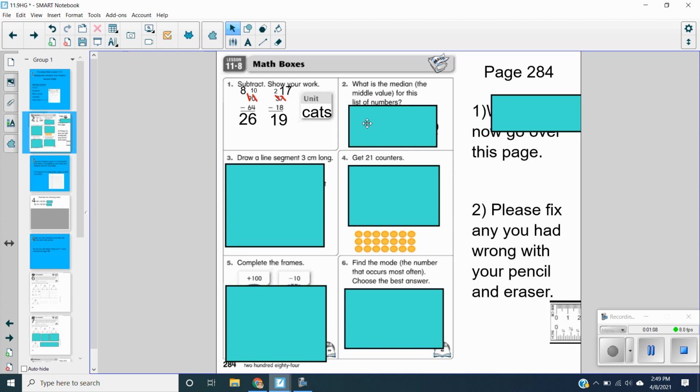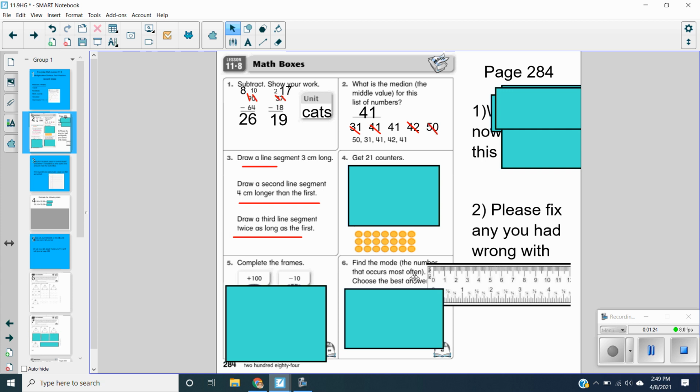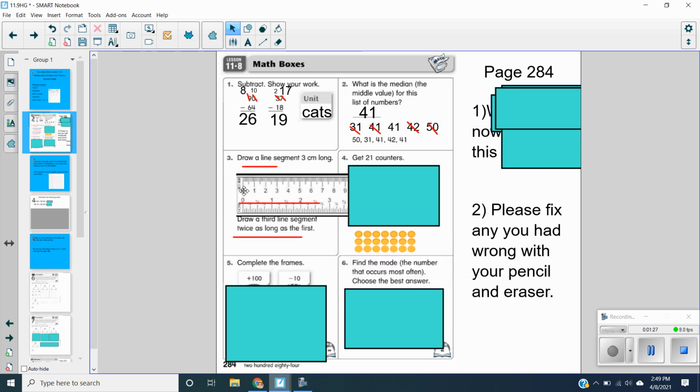For question 2, what is the median or the middle value for the list of numbers? So I put my numbers in order and then started crossing off to get that middle number of 41. For question 3, draw a line segment that's 3 centimeters long. So I'm going to bring up my ruler. I'm going to line up my 0 and my 3.